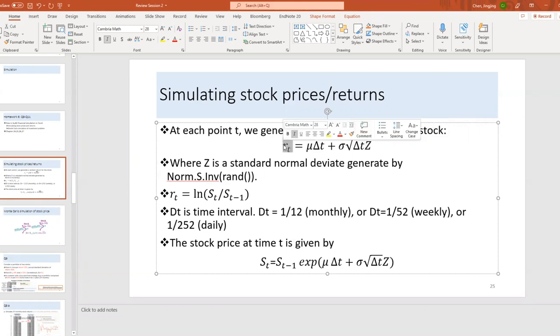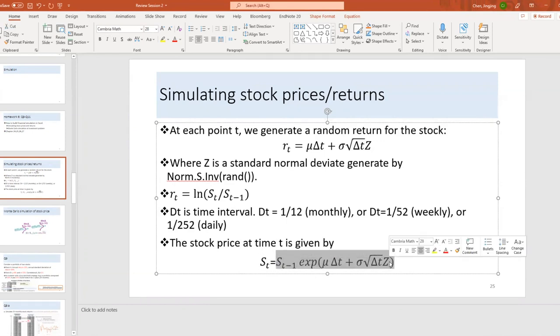Now, if we have this return generated by this function, then we can replace return by this log, S_T divided by S_T minus 1. Put it to the left-hand side, do some rearrangement. We can have stock prices simulated by the function on the right-hand side here. Now, it does depend on the value that you gain from the previous step for S_T minus 1.